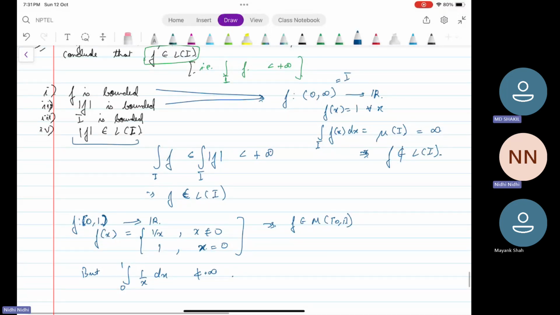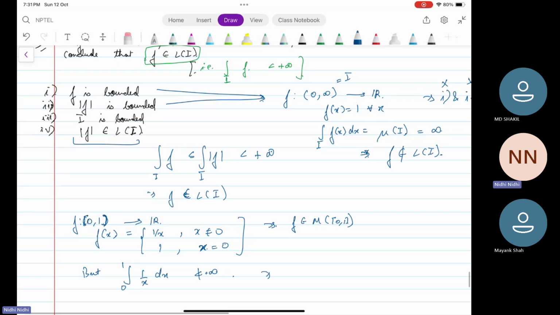So therefore, the first and second are incorrect. And from here, the third option is incorrect as well. At 0 we will take 1. You can take any constant value. That won't affect the measurability of the function, because a single point won't hinder it.